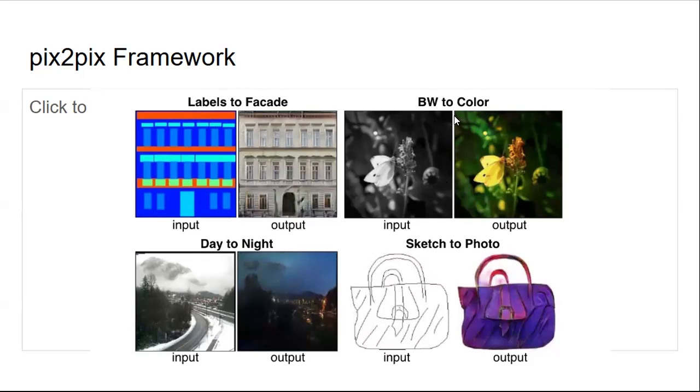And also black and white to colored image translation. There are still some websites using this algorithm to make money. So it's very cool. You can literally just input a black and white image, and it will give you a colorized version based on the things it has learned from the data set. And then a day to night transition. And the last one is sketch to photo.